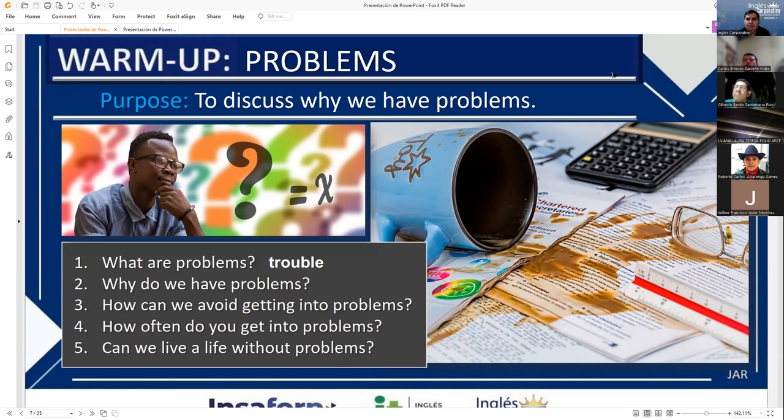Okay, we can change problems into opportunities. Life gives us opportunities to grow. These can be situations that make us think and use our intelligence to find solutions. Exactly. And we grow because our brain develops. Our brain is churning, trying to find a solution. Brainstorm. Yes. Okay.